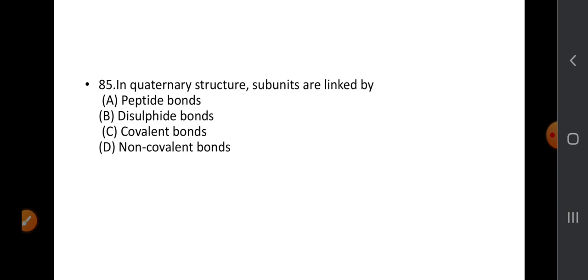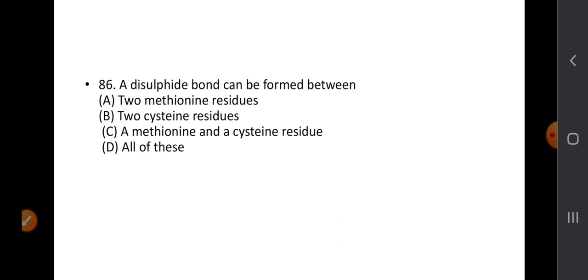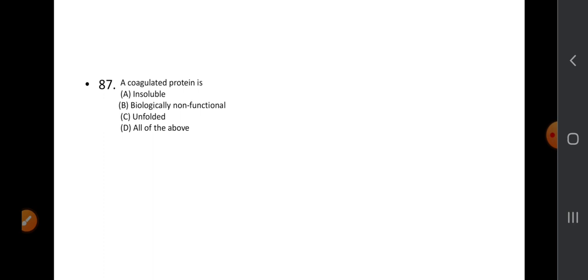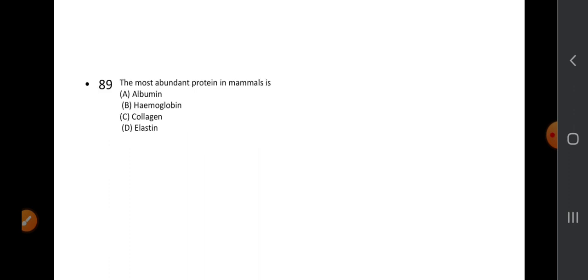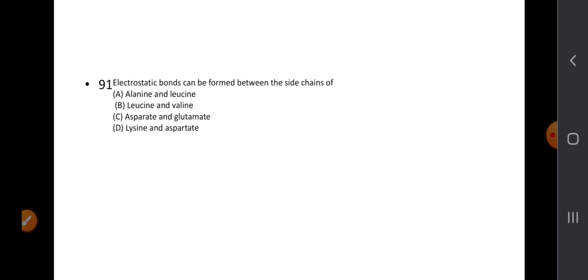In quaternary structures, subunits are linked by. 86th question, a disulfide bond can be formed between. A coagulated protein is. At a pH below the pI, an amino acid exists as. The most abundant protein in mammals is. Sanger's reagent contains. Electrostatic bonds can be formed between the side chains of. Primary structure of protein can be determined by the use of.